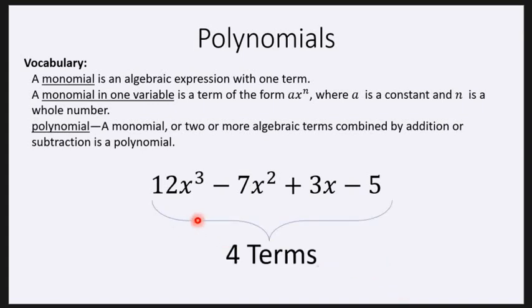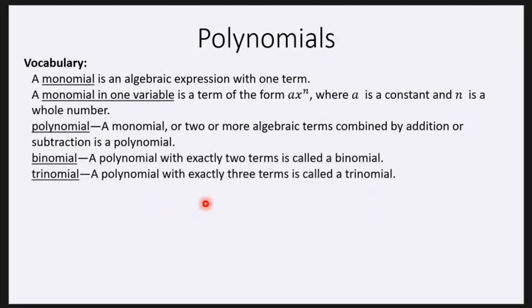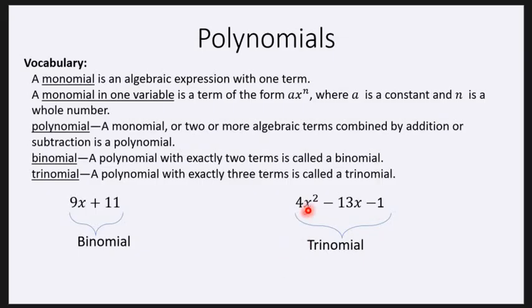All right, 4-term polynomial. When a polynomial consists of 3 terms, we call that kind of polynomial a trinomial. So a polynomial with exactly 3 terms is a trinomial, and a polynomial with exactly 2 terms is called a binomial. So here's an example of a binomial. That one has 1, 2 terms. And here's an example of a trinomial with 1, 2, 3 terms.